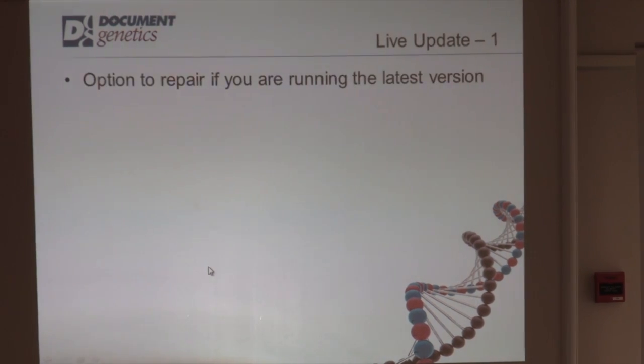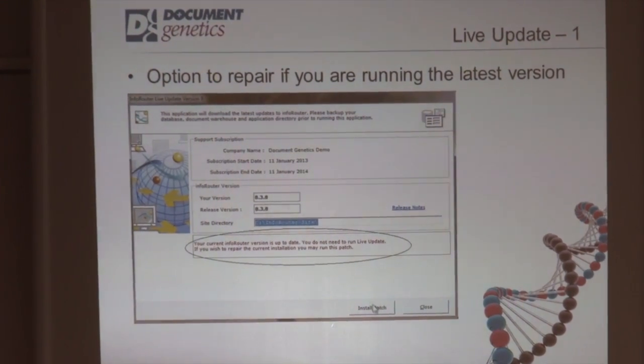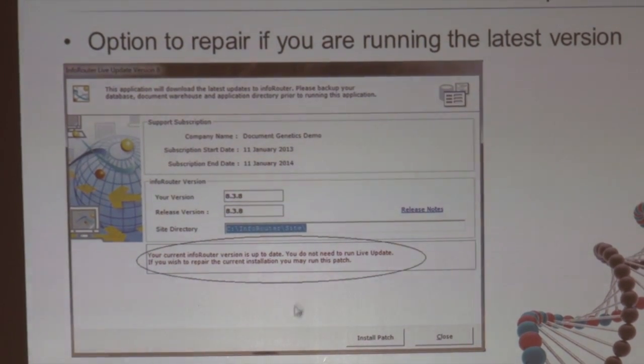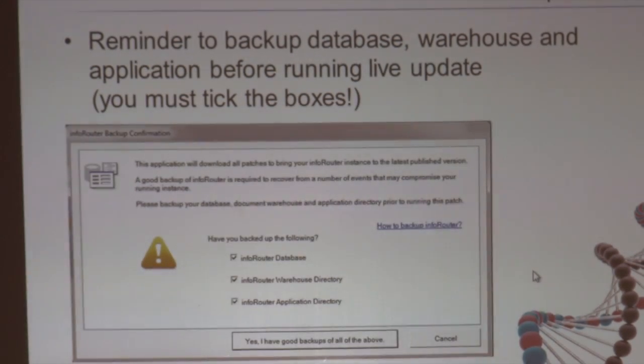Live update. If you're on the same version, it'll allow you to run it still as a repair function, which wasn't in earlier versions. This is quite a good one from Active Innovation's point of view. In all the documentation, if you run live update, what you must do is take backups. Here, if you tick all of those, you've got to tick all of those and say yes. So you have been warned about backups.